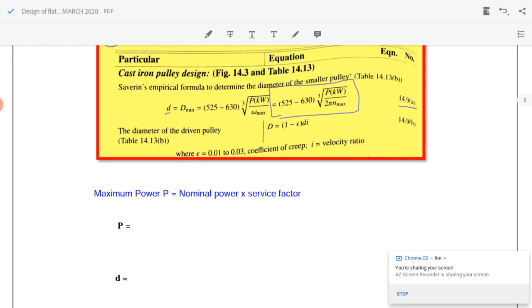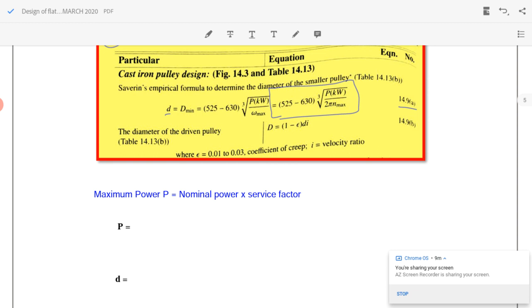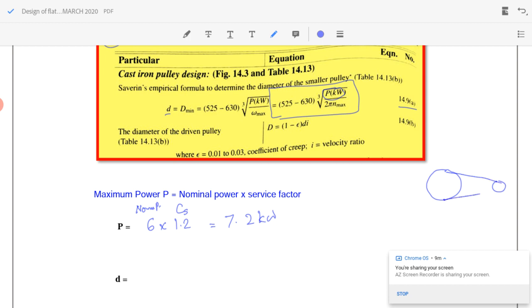So we can substitute all these. So I can write P equal to maximum power, P equal to 6 kilowatts multiplied by service factor CS, multiplied by nominal power, equal to 7.2 kilowatts. This is the numerator. Now 2 pi N max. N max is the speed of the smaller pulley, because the smaller pulley will be having higher RPM.